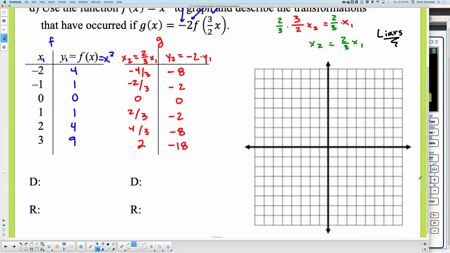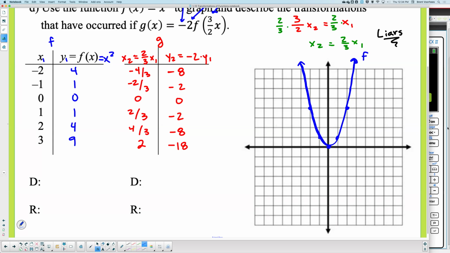We've now done that. Let's plot up our points and see what we got here. So negative 2, 4 goes there. Negative 1, 1. 0, 0. 1, 1. 2, 4. 3, 9. This would be just off the graph. Connect your dots. It would look like that. All right, and so I'm going to put an F there, label it properly. All right, there's my parent function.